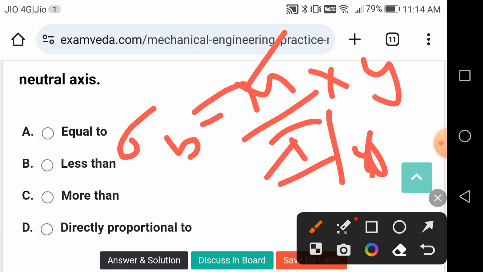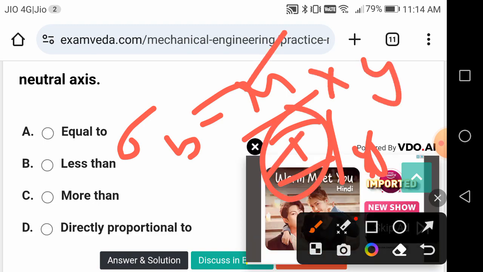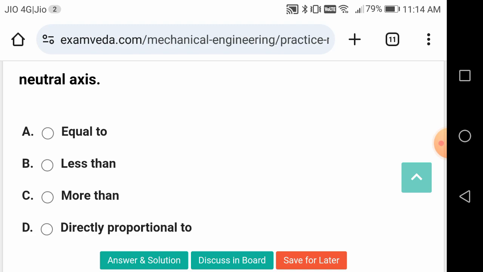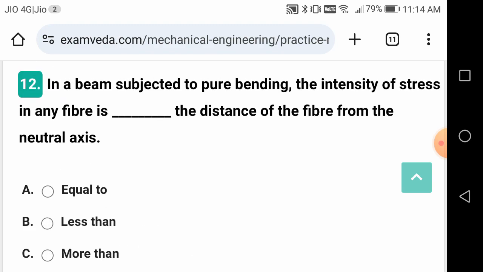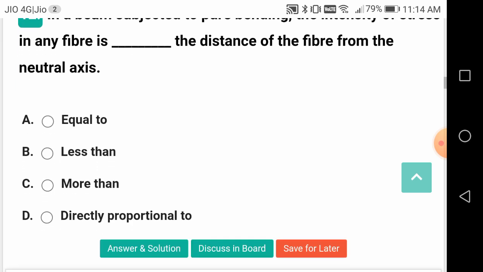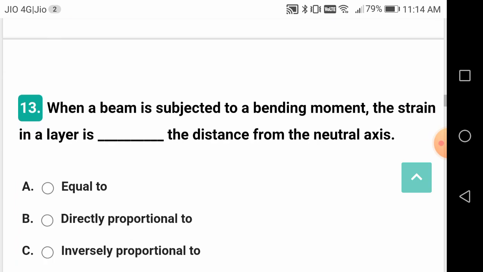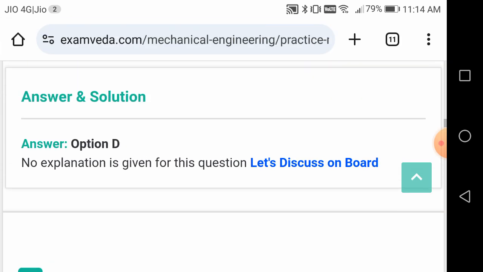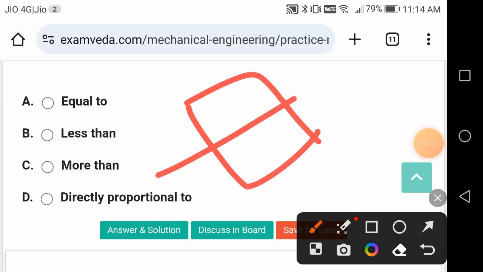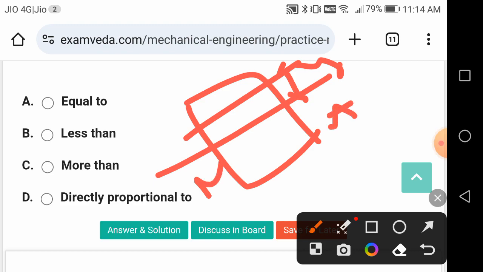So if M and I are constant, because I is going to depend upon the cross section, moment of inertia, or the size of your beam, cross section dimensions, and it is proportional to the distance of the fiber from the neutral axis. Why is it the distance of the fiber from the neutral axis? So it is like this, okay. For example, your beam is like this, rectangular cross section beam. This is your neutral axis.